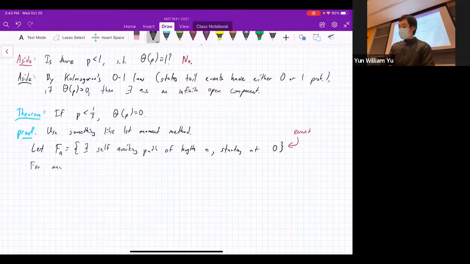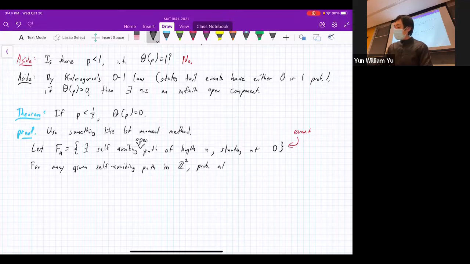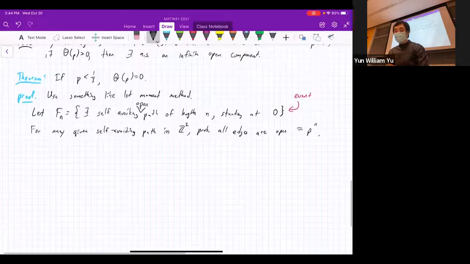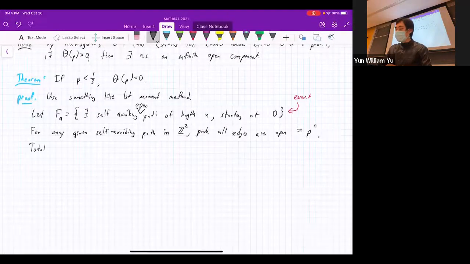Well, note that for any given self-avoiding path, so that might not be open, path in Z squared, the probability that all edges are open is equal to p to the n, right? Because we're just picking an arbitrary path in our lattice, and then we're asking, are all the edges open? And so these are all independent random variables, so you just get p to the n. So that's pretty easy. Well, how many self-avoiding paths are there?